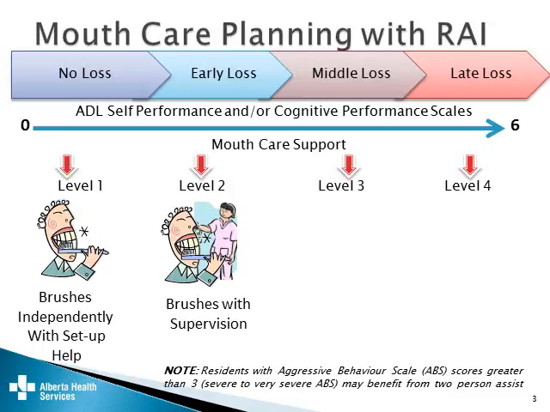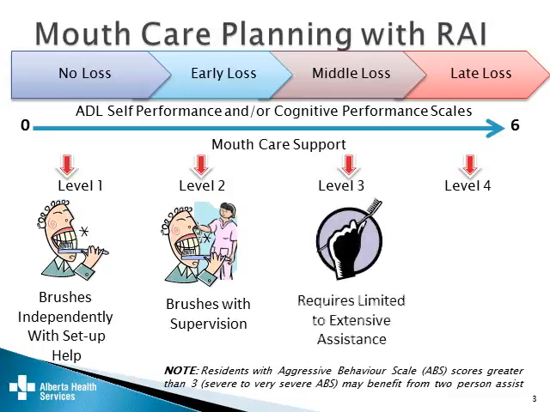In middle loss, or level 3, residents now start to show more signs of disablement and more challenges with locomotion and toileting tasks. Assistance becomes more involved. As cognition declines, limited to extensive assistance may be required. Residents require more assistance with mouth care that may range from verbal guidance and cues to physically helping guide the toothbrush. There are different strategies for keeping the resident involved in their own personal care.